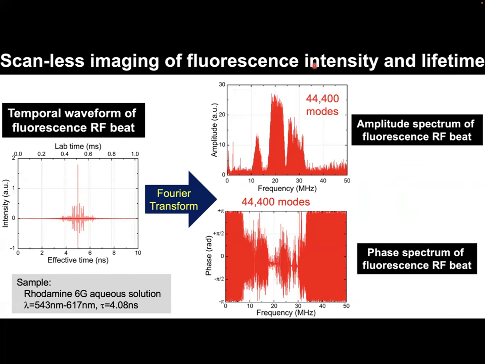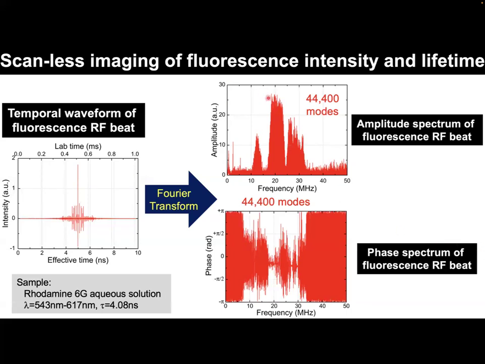We next demonstrated the scanless imaging of fluorescence intensity and lifetime. We use a rhodamine 6G aqueous solution having an emission wavelength around 543 to 617 nanometers and a lifetime of 4.08 nanoseconds. Left shows the temporal waveform of the fluorescence RF signal. We can clearly confirm the burst signal in the center position. Fourier transform of this temporal waveform gives the amplitude and phase spectrum of the fluorescence RF beat, like here.